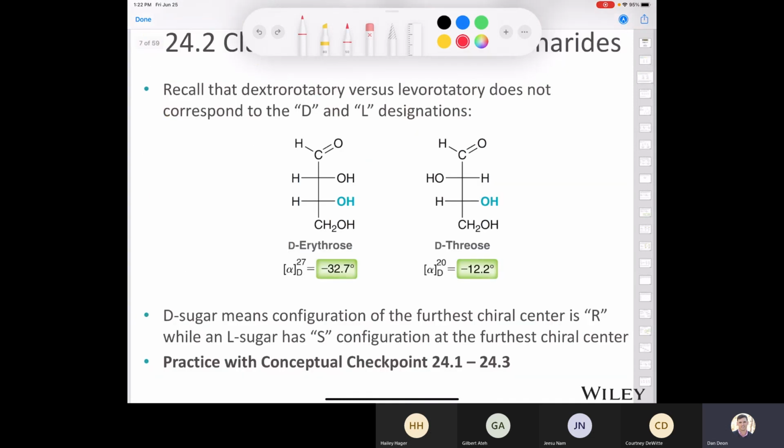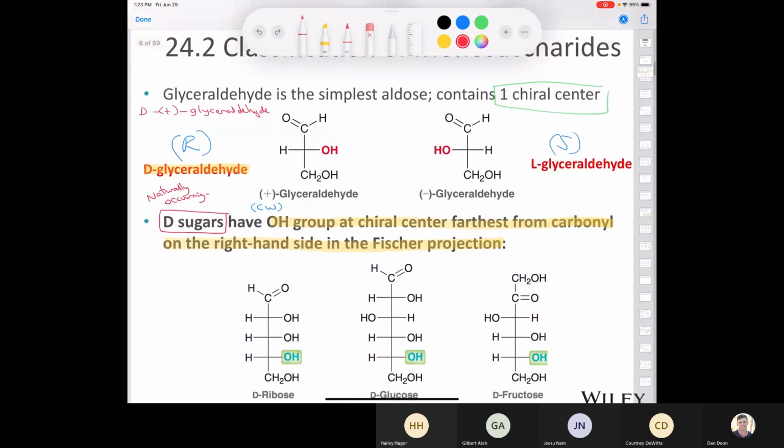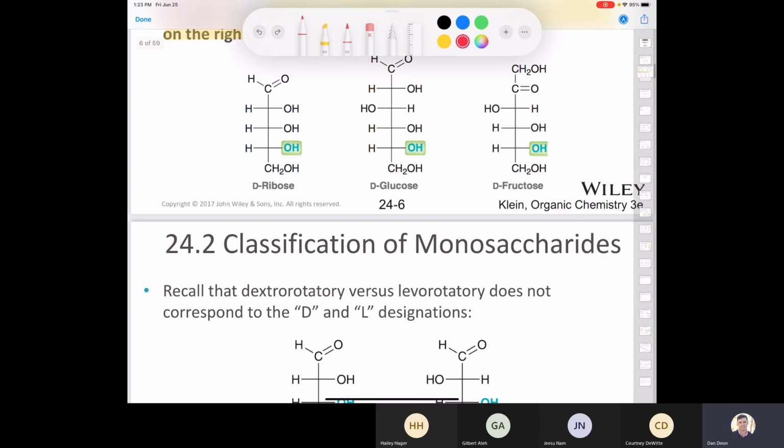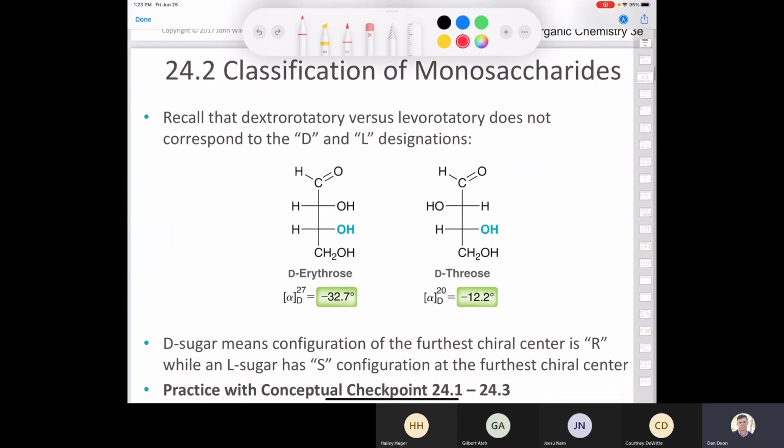And here's a little more information. It says, recall that dextrorotatory versus levorotatory has nothing to do with D and L. Okay, right? If you go back to our D-glyceraldehyde, it actually rotates plane polarized light in the positive direction. Well, look at these two D sugars here, D-erythrose and D-threose. They both rotate plane polarized light in the counterclockwise direction.